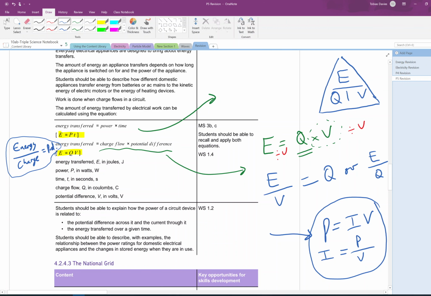A lot of people are aware that voltage is linked to energy transfers, and that's why big voltages lead to big energy transfers, but they don't necessarily fully understand why. If you look at energy divided by charge being equal to potential difference, we say that a volt is a joule per coulomb. So 1 volt is 1 joule per coulomb.